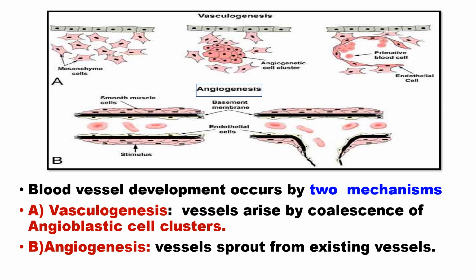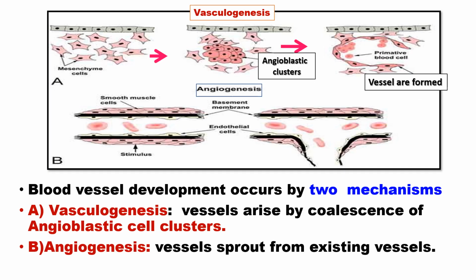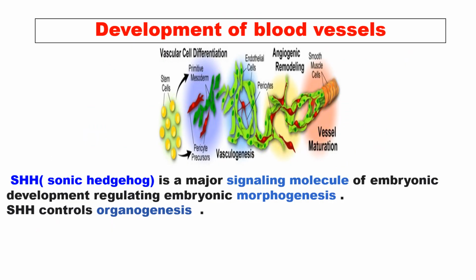Blood vessel development occurs by two mechanisms. The first is vasculogenesis, in which the vessels arise from collections of angioblastic cells. The second method by which blood vessels develop is angiogenesis, where the vessels sprout from existing vessels.